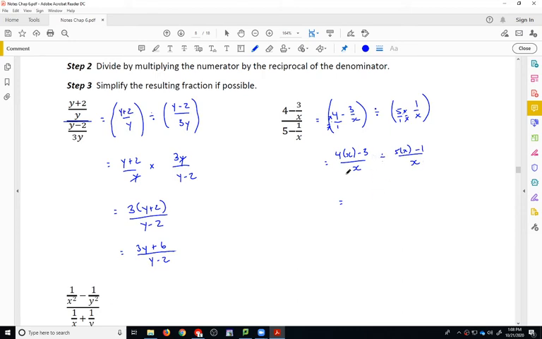Now that I have a fraction divided by a fraction, I can flip the second fraction and multiply. So this would be 4x minus 3 divided by x times x over 5x minus 1. Then before you multiply, you can simplify. So x divided by x is 1. You can't simplify the 4x minus 3 over the 5x minus 1. And that's it. You're done.